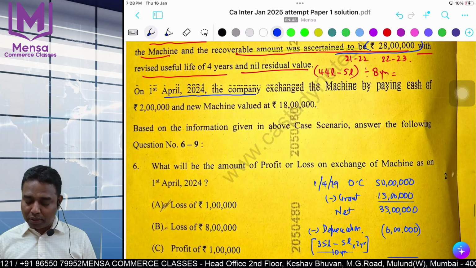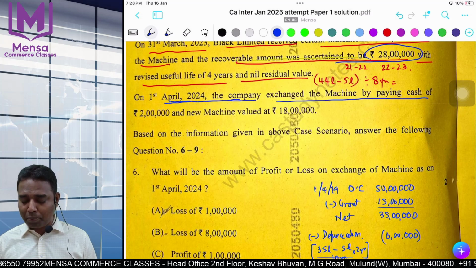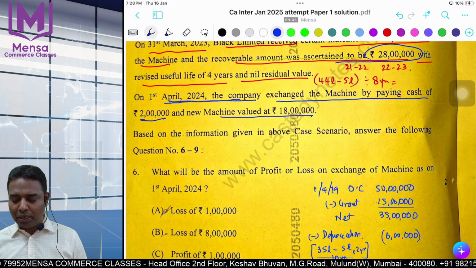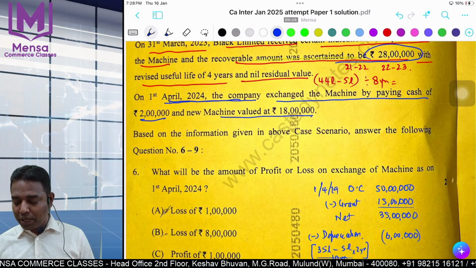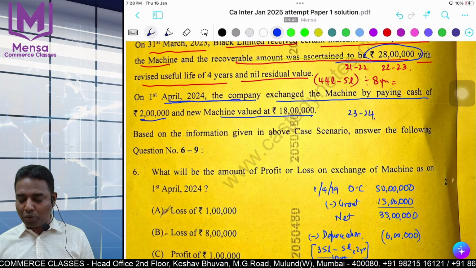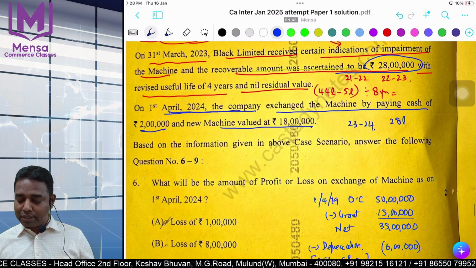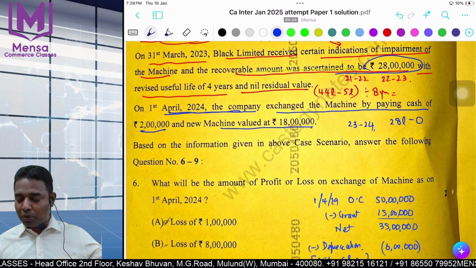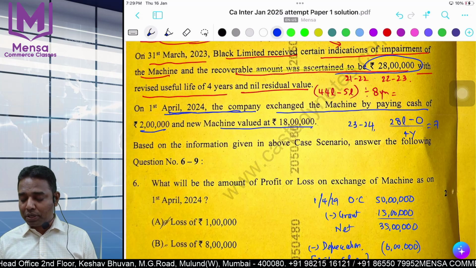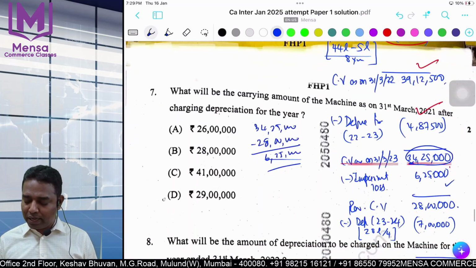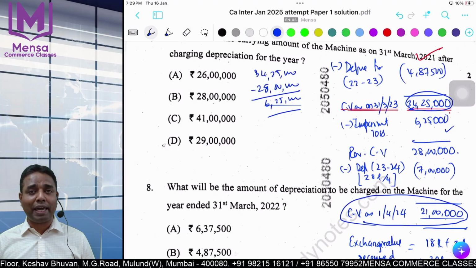Now what is the story further? On 1st April 24, the company exchanged the machine by paying cash 2 lakhs and a new machine of 18 lakhs we have got. So we have to provide depreciation for the year 23-24. How do I provide the depreciation? 28 lakh is the carrying value. Now they are saying there is no residual value, 0. And how many years left? 4 years is the balance life. So how much is the depreciation? 7 lakh rupees. So we'll subtract 7 lakhs. So you will have the carrying value of 21 lakhs. 21 lakh carrying value you have.